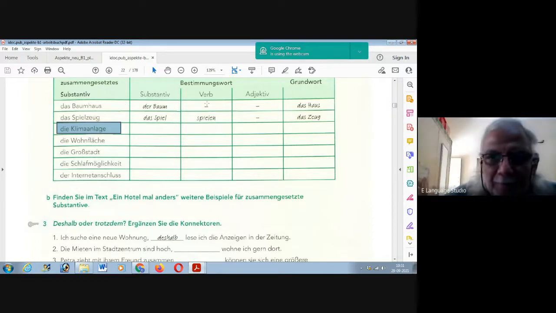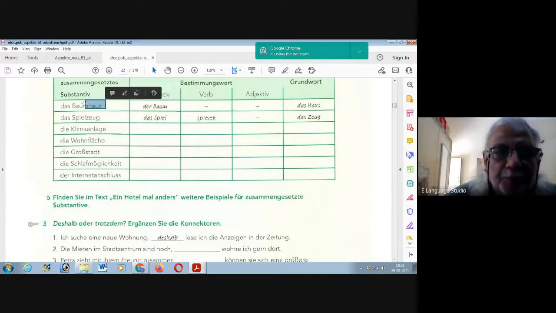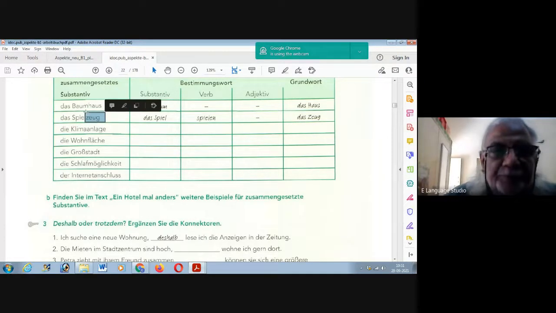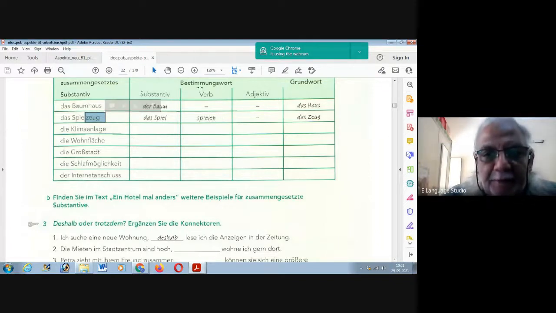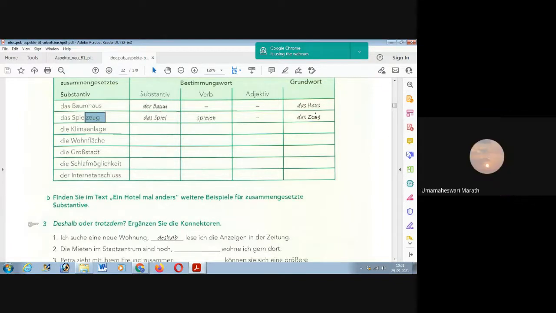So, always go with the Grundwort, the basic word, to the other word. This is the basic noun here. Ein Haus auf dem Baum. Ein Zeug zum Spielen. A Zeug, a thing, to play. Toy. Thing. Things. Oh, a thing.